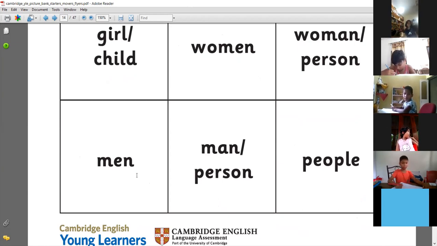Next you can say man or else person. You can say man, son, and also you can say person. Both words are accepted, okay? Man or else person.